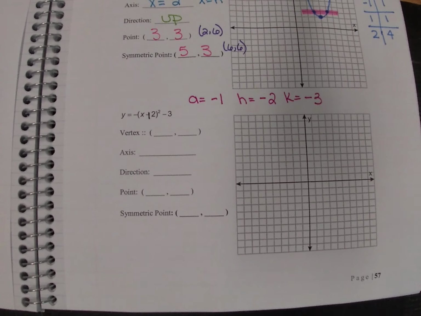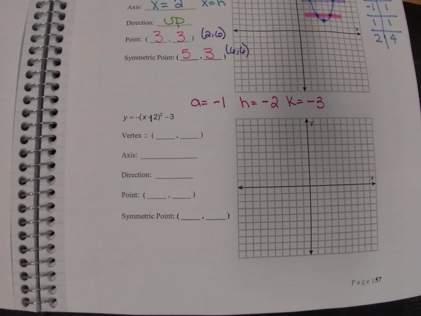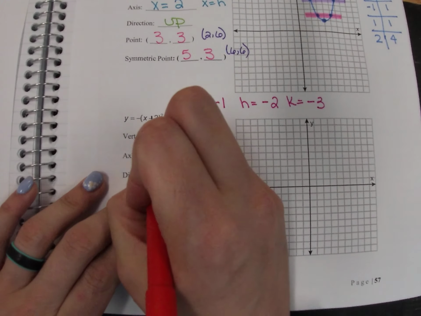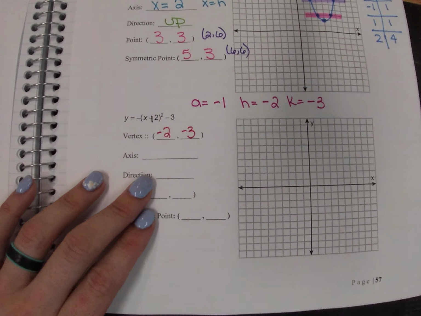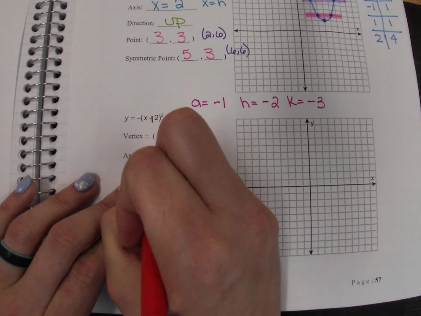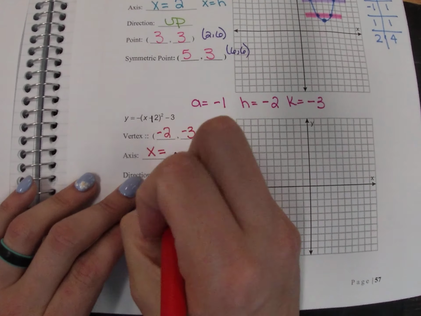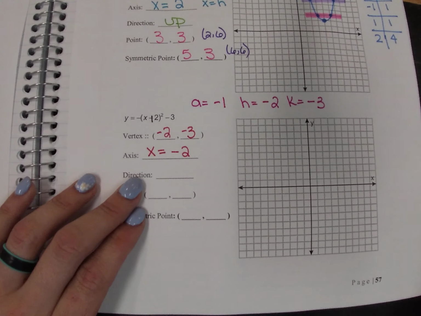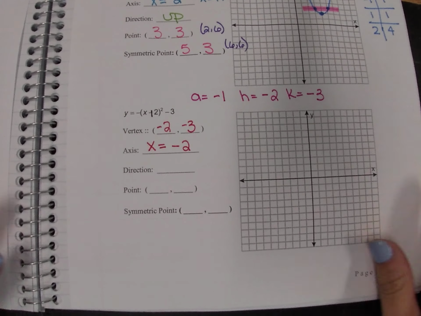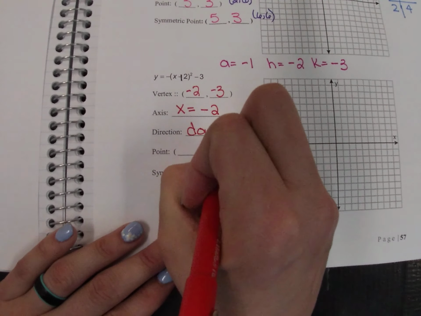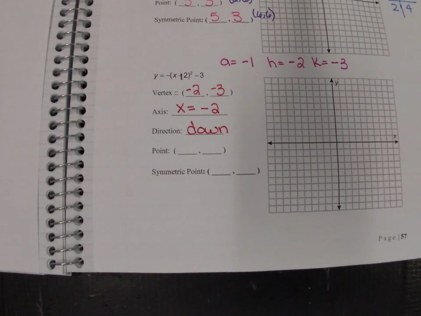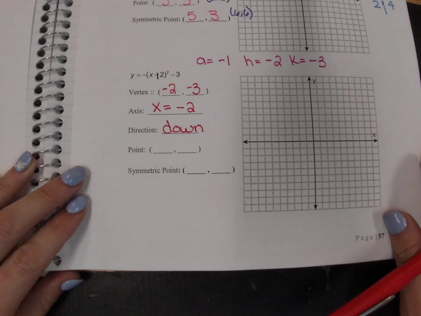We will use that information to now fill in the rest of our info down here. Our vertex is always H, K, so our vertex is going to be -2, -3. Our axis of symmetry is always x equals h. So in this case, it'll be x equals, our h value is -2. This parabola has an a value that's negative, so this parabola is going to open down. So not up, but down. So ours is going to look like a hill instead of like a bowl. Okay, so that gives us enough information to start graphing.